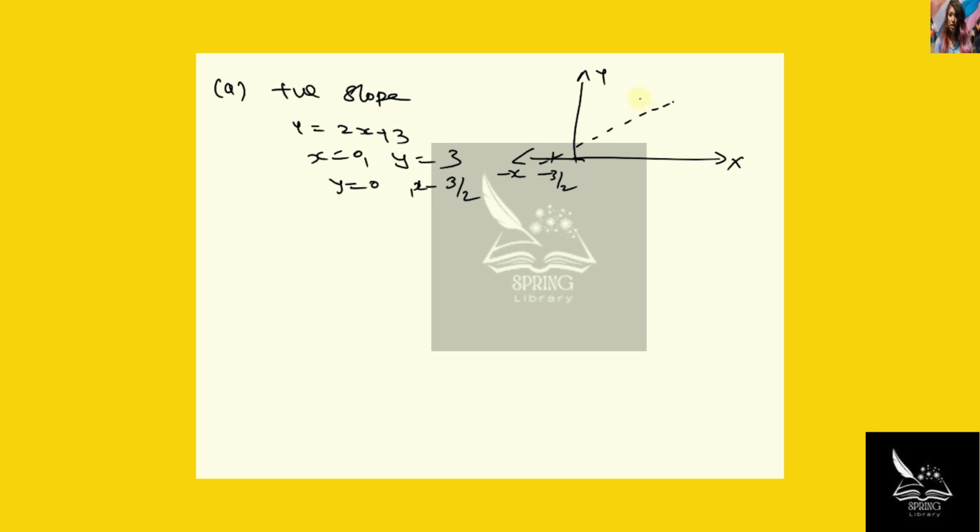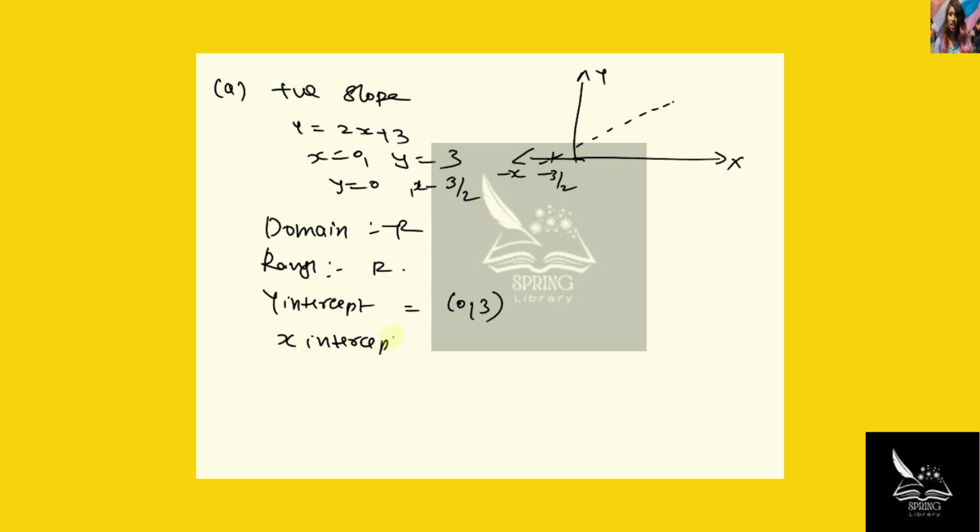In our case, the slope value is positive. So we can say that the domain will be R, the range will be R, the y-intercept will be (0, 3), and the x-intercept will be (minus 1.5, 0). Now as we can see, it will be increasing for the entire domain. So the interval of increasing is R. From minus infinity to infinity, it will always be increasing. So this is for the first part.